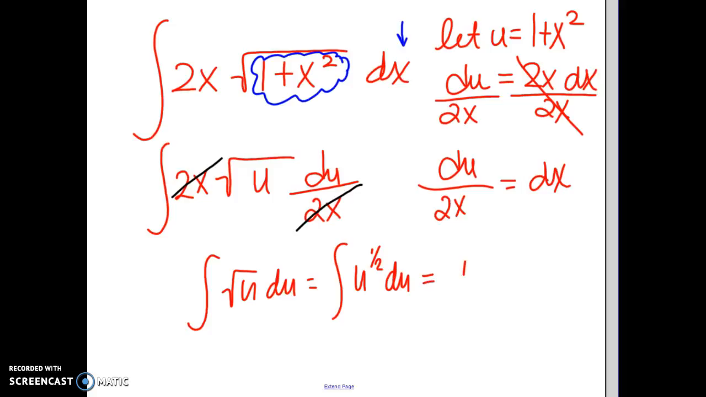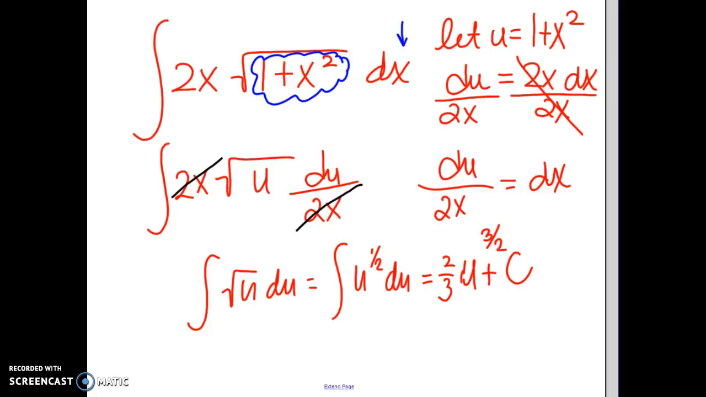Okay, so that'll be a u. I add 1 to 1/2, and I have 3/2. And I divide by the 3/2, or I multiply by the reciprocal, plus c, because it's indefinite.